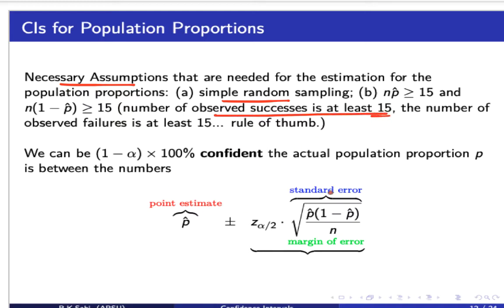So when we write down the formula, it is the point estimate p hat plus or minus z alpha by 2 times the square root of p hat times 1 minus p hat over n. Now this, guys, is the standard error. Remember that, okay?